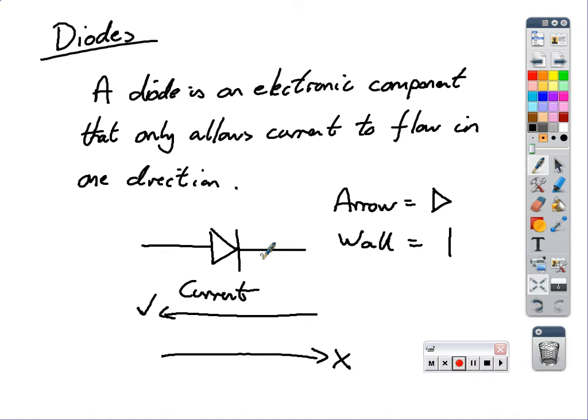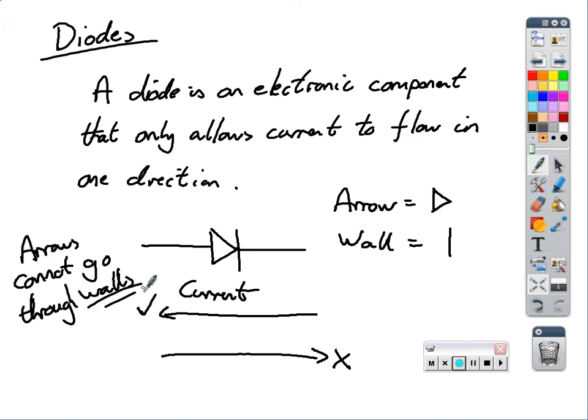So if we know which way current is flowing in a circuit, we know that we can't fire that arrow through the wall. We can't let current go from left to right here. It can go the other way, but it can't go through the wall. So, arrows cannot go through walls. Okay, just remember that. Arrows cannot go through walls.